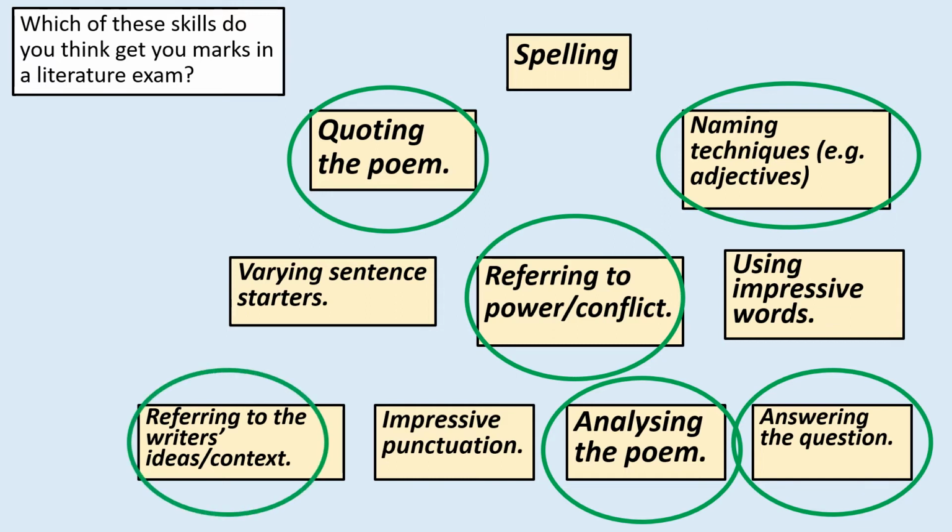And the last thing is to refer to the writer's ideas or context. Context means what's going on around the time. So in Ozymandias, that could be referring to Romanticism, Shelley, the actual Ozymandias himself. To be honest with you, I wouldn't worry too much about context. It is in the mark scheme, so I've put it in here. The thing they're really looking for is writers' ideas, particularly ideas about power and conflict in a general sense.